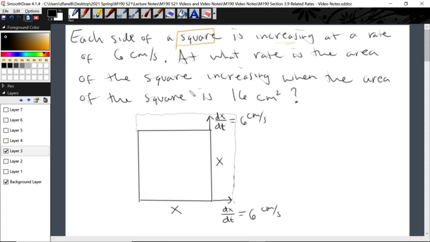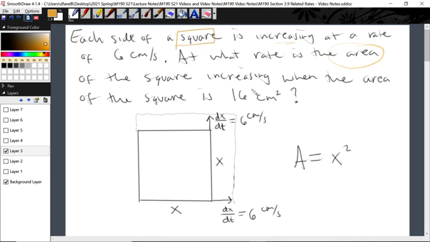At what rate is the area of the square increasing when the area is 16 centimeters squared? We need to relate area to the variables that represent the side length. Well, what's the area of a square? That would be A is equal to x squared.